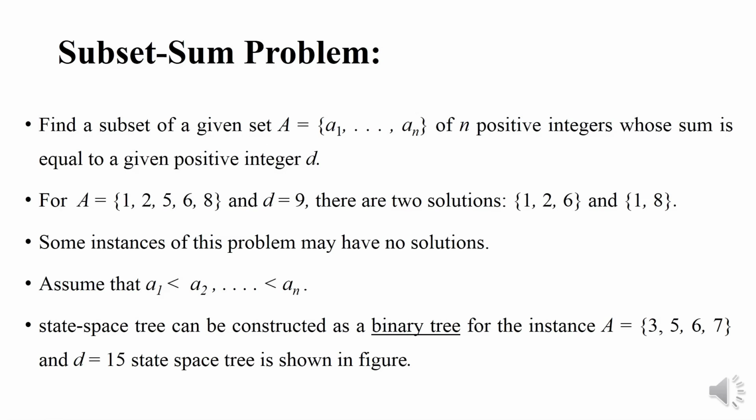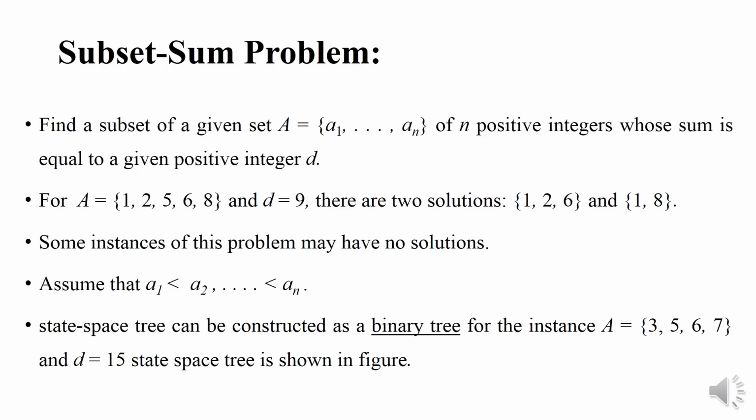Let us see another example of backtracking, that is the subset sum problem. So you are given a set of positive integers and also a positive integer indicated as d. So you should generate possible subsets from this given set of positive integers such that the sum of all the elements you consider as part of the subset is equal to the value of d.